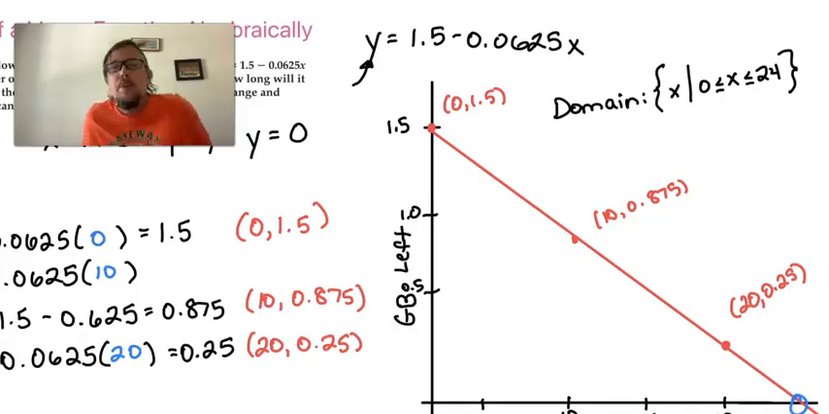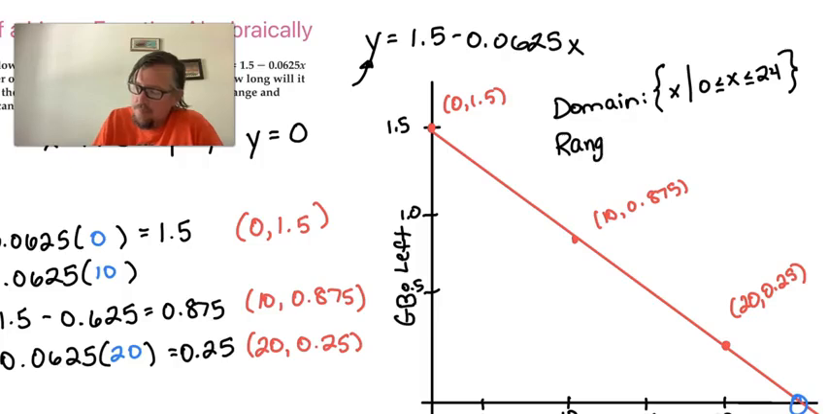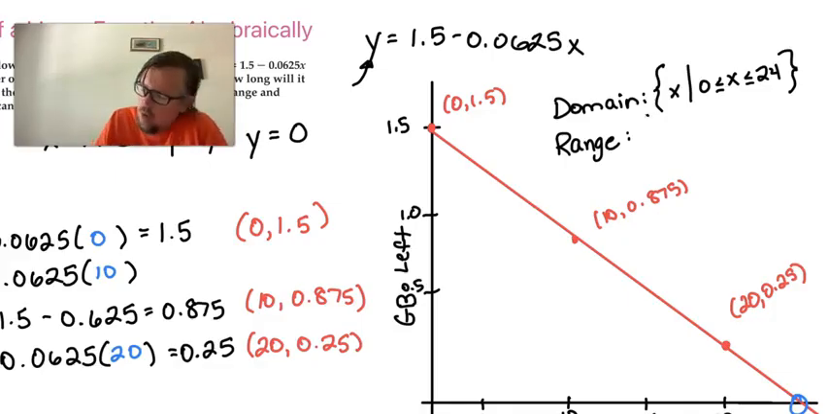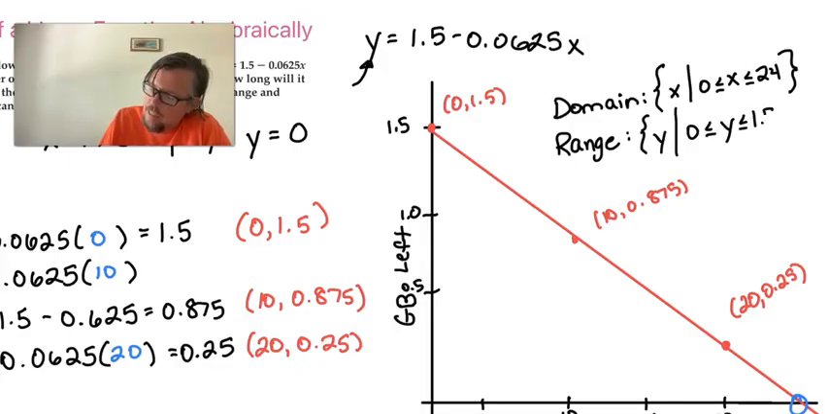And if you really want to impress people at your next math party, you say x is between 0 and 24 inclusive, because we are including 0 and 24. That's what the equal to lines mean. Between 0 and 24 inclusive. The range then, range is our set of y values, which is how many gigabytes we went through. Well, it started at 1.5 and we downloaded until there were 0 left to download. So our range is going to be from 0 to 1.5. So it's y such that y is between 0 and 1.5 inclusive.